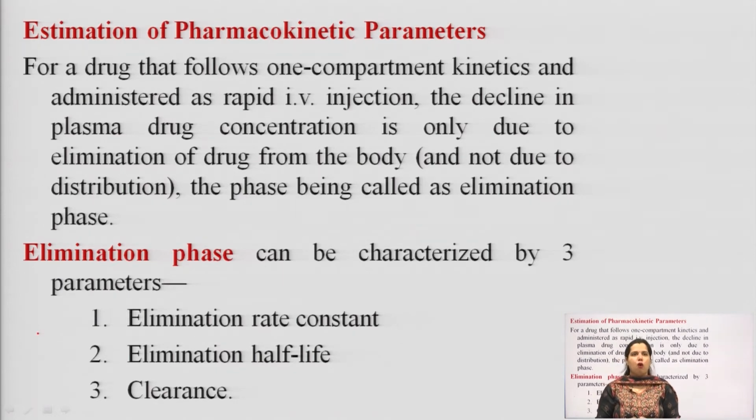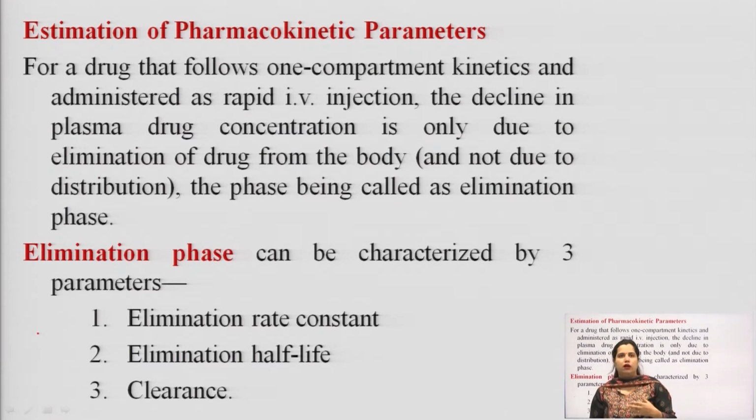For a drug that follows one compartment kinetics and is administered as a rapid IV injection, the decline in plasma drug concentration is only due to elimination of the drug from the body. Absorption is not taking place, it reaches the systemic circulation directly, so it quickly distributes all over the body and is then eliminated, not due to distribution. This phase is called the elimination phase.